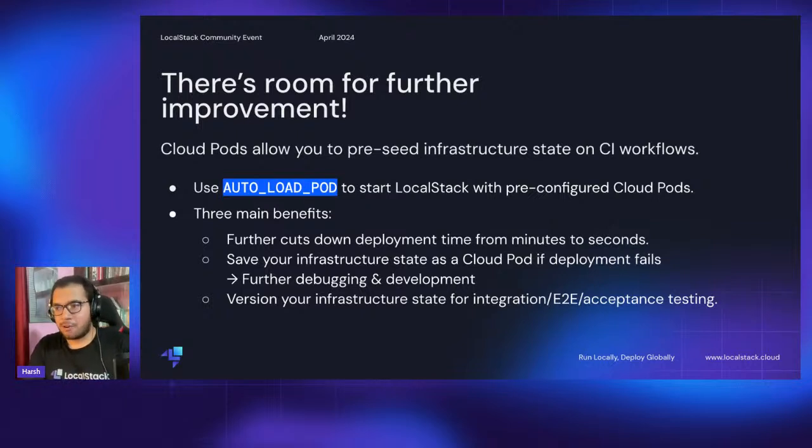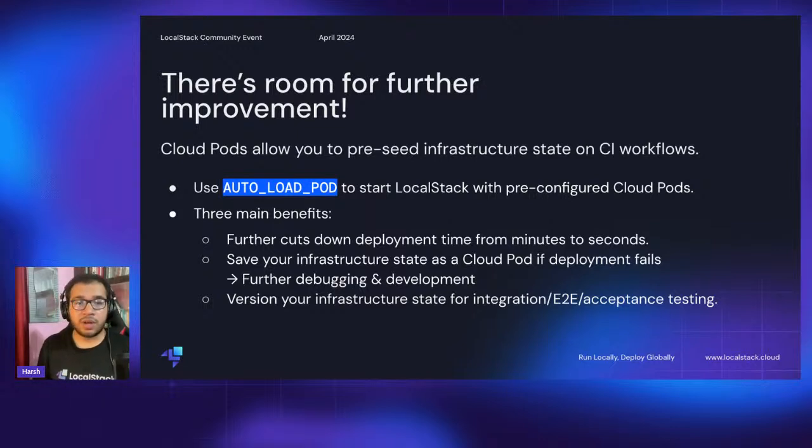As I said, cloud pods, as I like to call it, are Git for infrastructure. And just like how you commit and push your code to any remote repository, cloud pods allow you to save your infrastructure state into a pod that is stored on the LocalStack web application, which in turn you can share with any of your colleagues. You can inject or seed it on any of your CI runners, and you can have your infrastructure already there right when LocalStack starts.